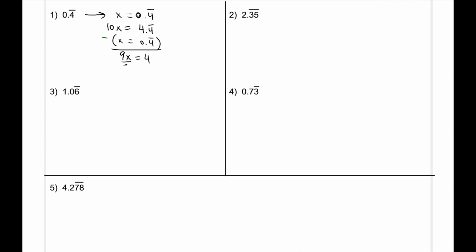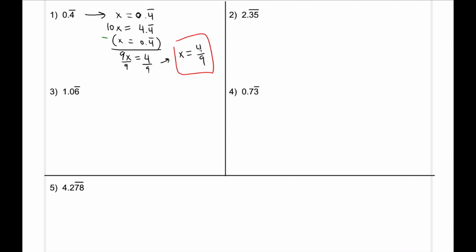And now finally divide by 9, and x would be equal to 4/9. All right? So that's the fraction equivalent. It's a proper fraction, so we don't need to convert it to a mixed fraction. It's a perfect representation of a fraction equivalent to the repeated decimal, 0.4 repeated.